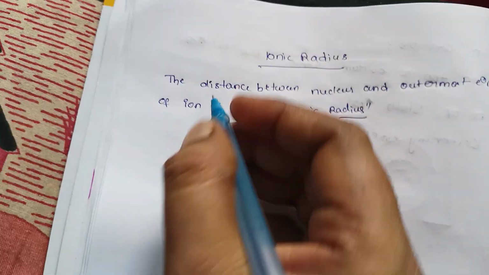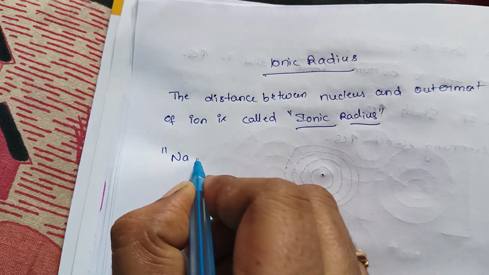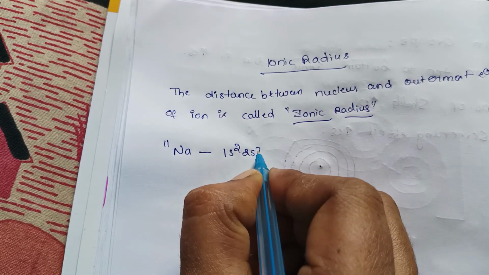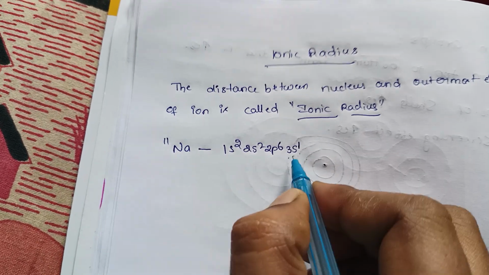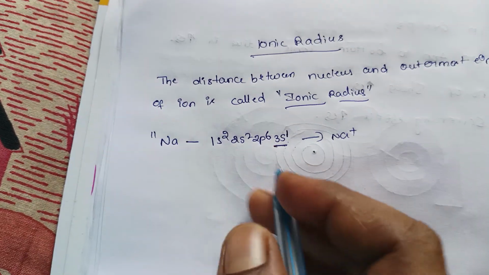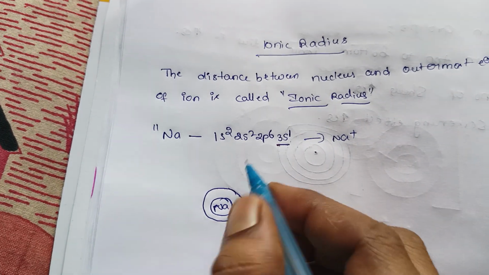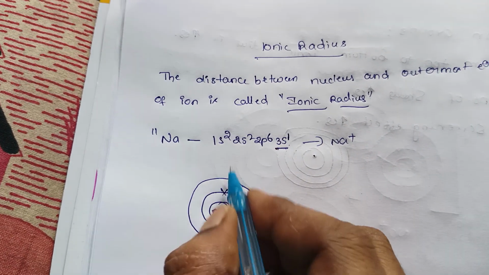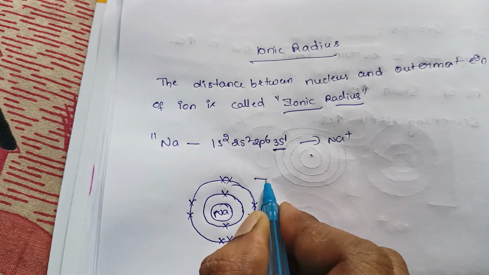If we take a neutral atom of sodium, the atomic number is 11, with configuration 1s2, 2s2, 2p6, 3s1. If it loses one electron, it forms a sodium ion. If you observe, the first shell has 2 electrons, and the second shell has 8 electrons.